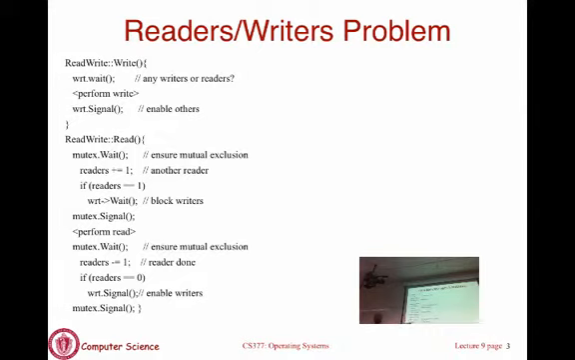And then as each reader leaves, you start decrementing the counter. If you are the last reader, if the counter has gone to 0, you have to unblock the writers. Because the first reader blocked them, the last one leaving says, now you go ahead, you unblock the writers.